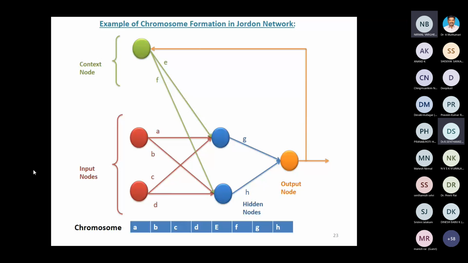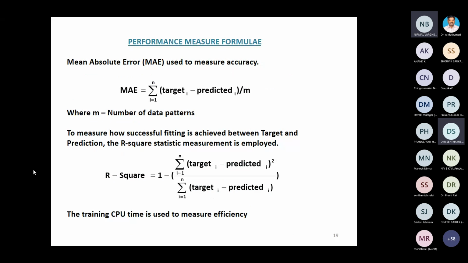yeah, this formula, mean absolute error equal to summation of i from 1 to n, target i minus predicted i, divided by M. Target values minus predicted, meaning the trained output. What is the final trained output value? That is called the predicted output. Where M is the number of data bytes.